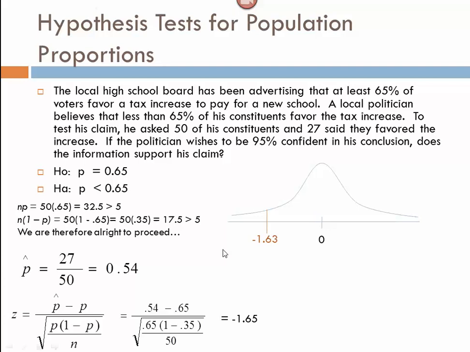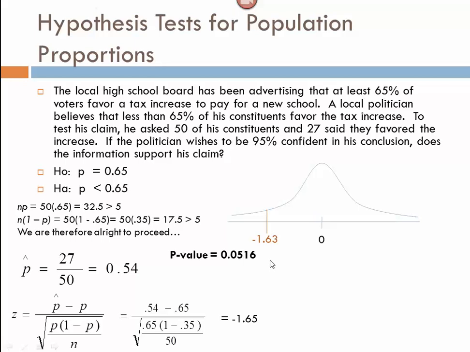So we did fall to the left just as we expected. Our 54% of course is less than 65%. The question then is, is this a significant difference for us to reasonably conclude that less than 65% of his constituents favored the increase? The p-value is the area to the left of negative 1.63, and if we use normal CDF to look that up, we find that the p-value is 0.0516.